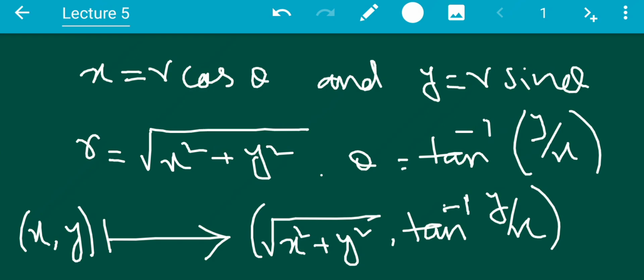Okay, so in the next lecture we will discuss how to change axes through translation and rotation. There will be two parts. The video is divided into two parts.